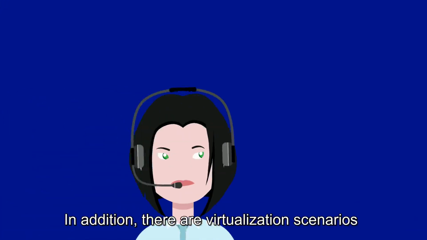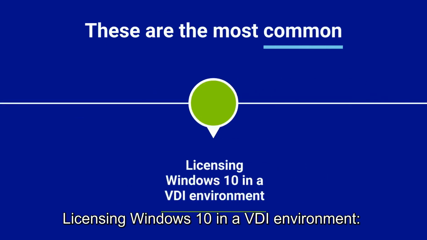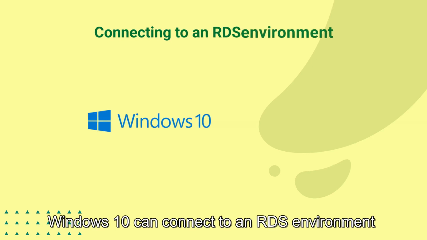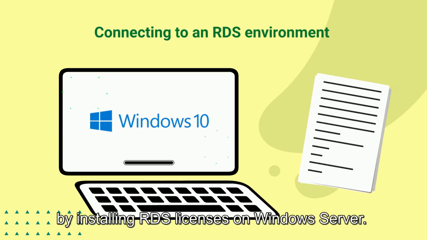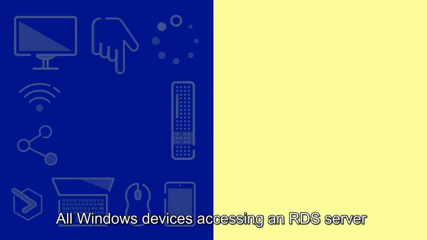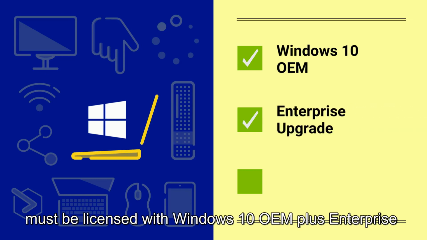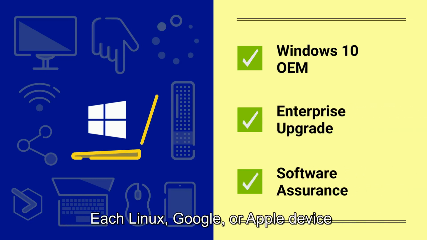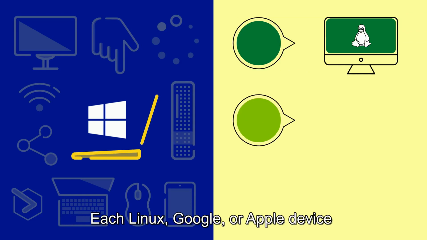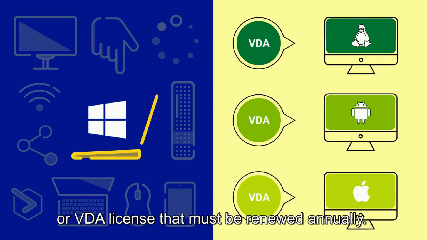In addition, there are virtualization scenarios in which we need to have RDS CALs. These are the most common. Licensing Windows 10 in a VDI environment. Windows 10 can connect to an RDS environment by installing the RDS license on Windows Server. All Windows devices accessing an RDS server must be licensed with Windows 10 OEM Plus Enterprise plus Software Assurance. Each Linux, Google, or Apple device must have a Virtual Desktop Access, or VDA, license that must be renewed annually.